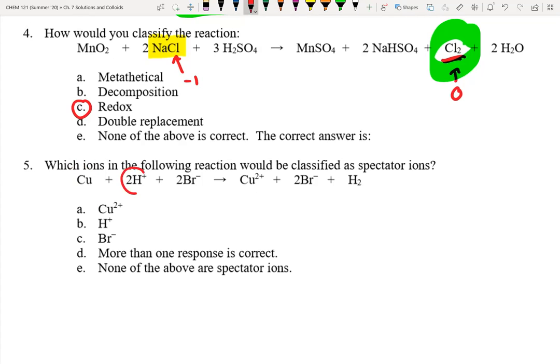So next I would go to my hydrogen. Well, over here, it's got a positive charge. Over here, it doesn't have a charge, so it can't be that. And then next, I would look at my bromines and I'd say, it's bromine minus and bromine minus. That means it must be a spectator ion. It's not changing in the reaction. It's just kind of hanging out.